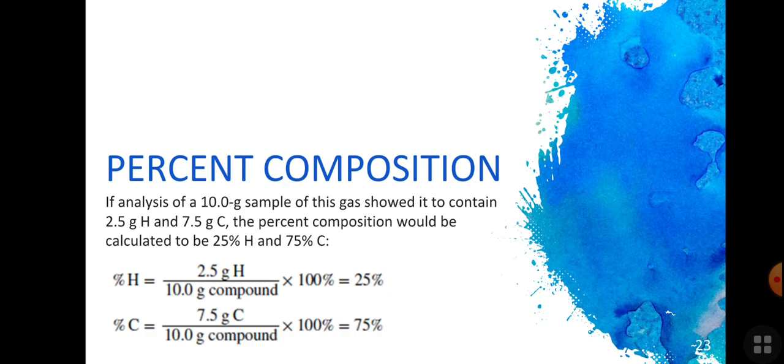Just like here, a certain organic compound wherein hydrogen weighs 2.5 grams and carbon weighs 7.5 grams. So the total mass of our sample is 10 grams. Having those given, 2.5 grams of hydrogen over 10 grams of the compound times 100% is equal to 25%. Next, for carbon, that's 7.5 over 10 times 100%, which is 75%. Again, when you add them together, that's equal to 100%. So that is the percent composition.